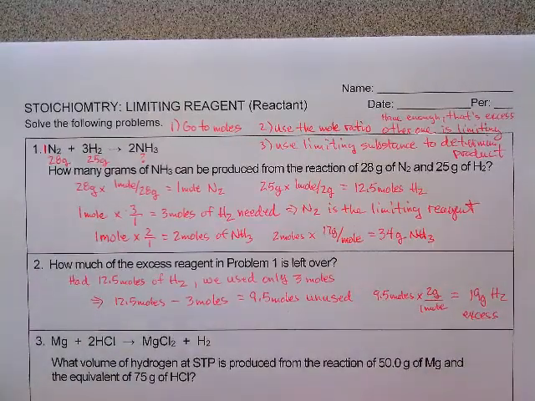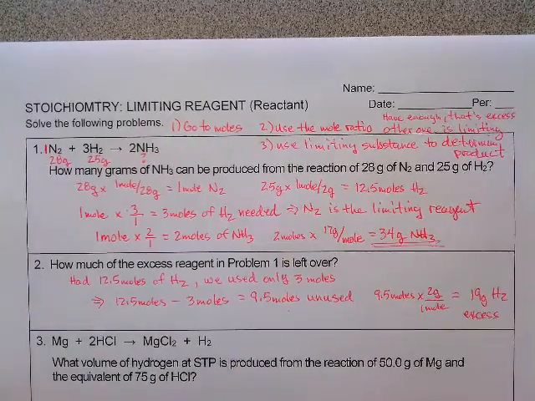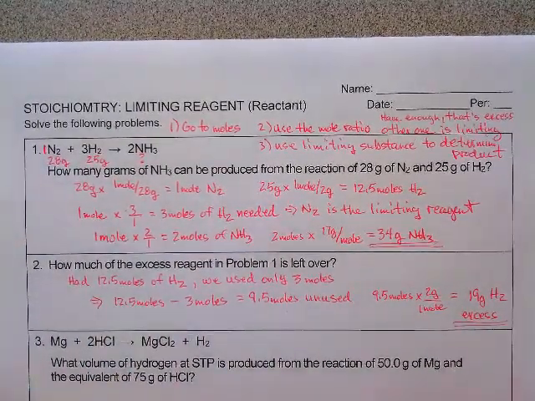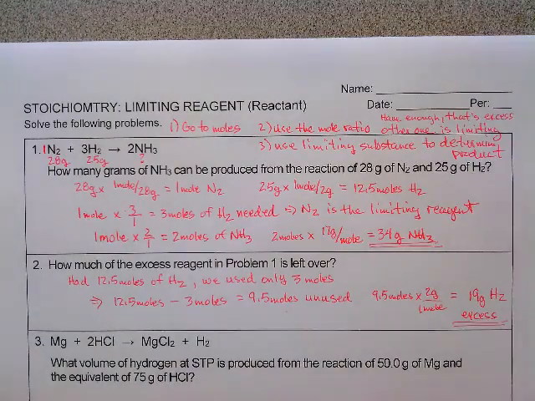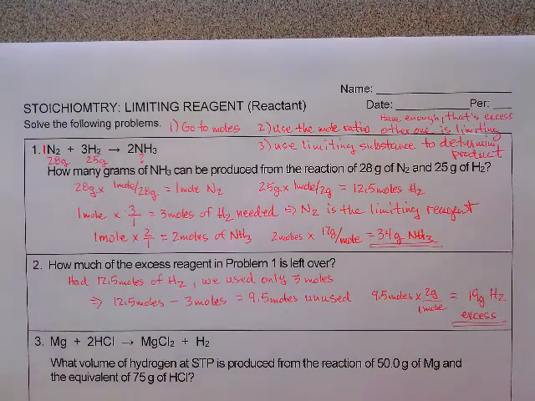And so all of the nitrogen got used up. We produced 34 grams of ammonia, and we had 19 grams of hydrogen left over. So that's the basic idea of doing a limiting reagent problem. So let's look at a second example.